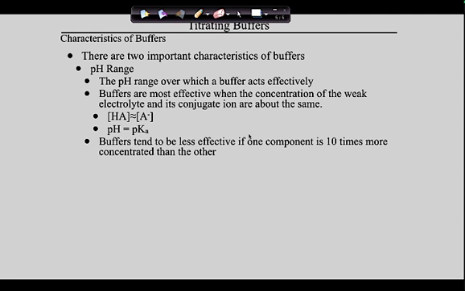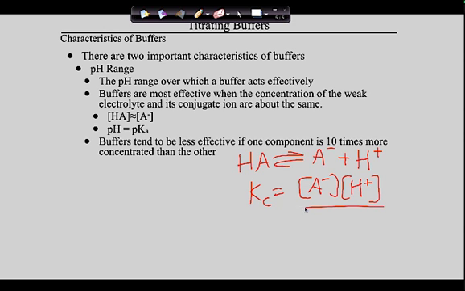But this is where we then get into an interesting logarithmic idea. So the idea is this. If we've got HA in equilibrium with A minus and H plus, when we write the Kc expression for this, we understand that it's product divided by reactant. So this is our Kc expression. So what we're saying is this. If this becomes 10 times more concentrated than this, so if this becomes 10 times bigger, or if this becomes 10 times bigger than the A minus, then the buffer's not as effective.